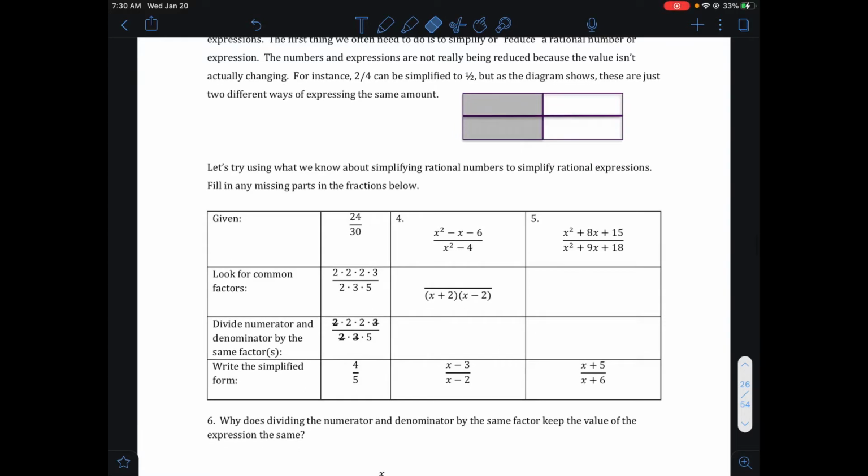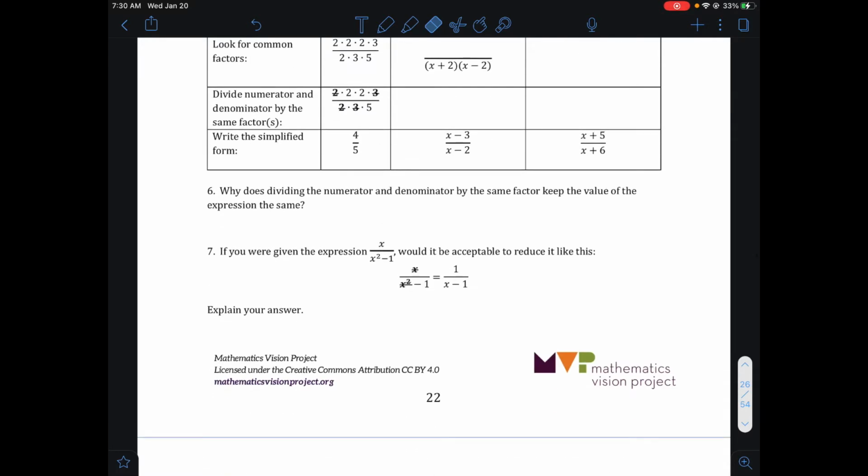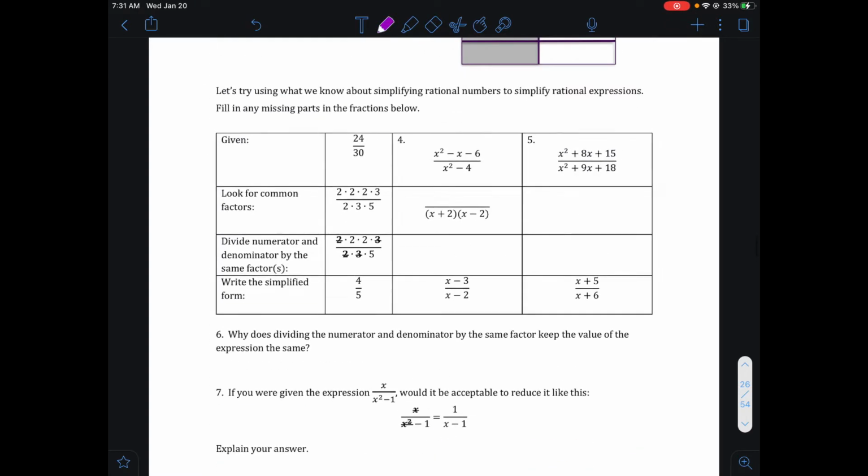Hello, Math 3 students. So this is your 4.4 Ed Puzzle, part 1. We are actually going to start on page 22, so go ahead and turn to page 22 of your packet.